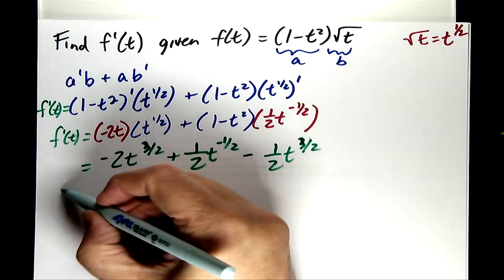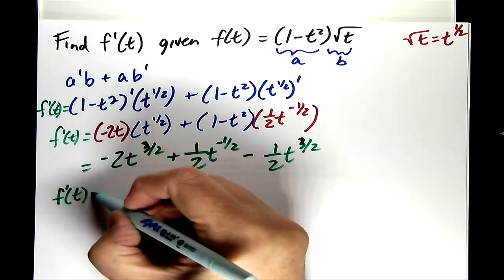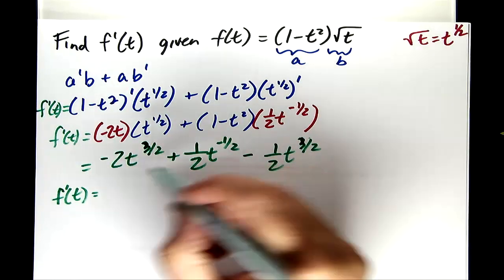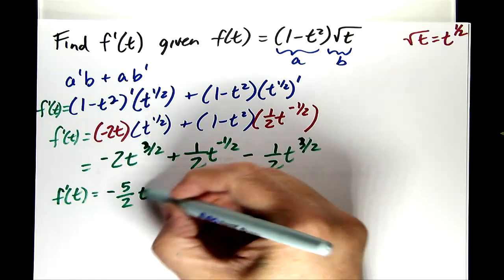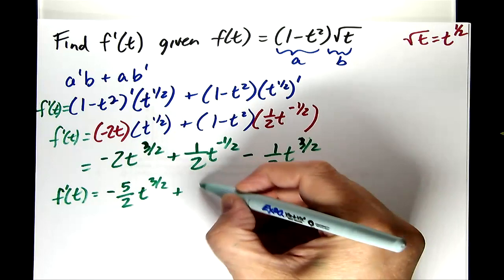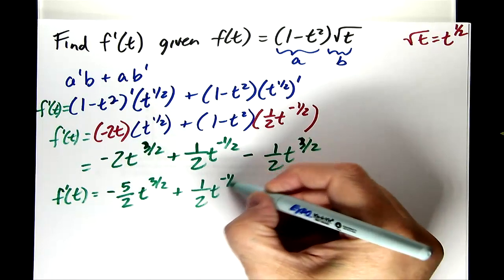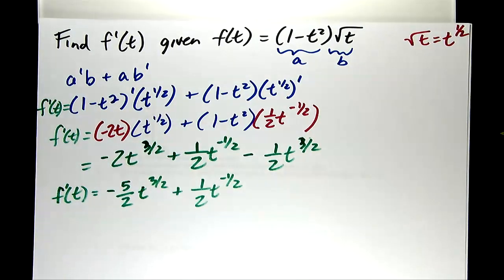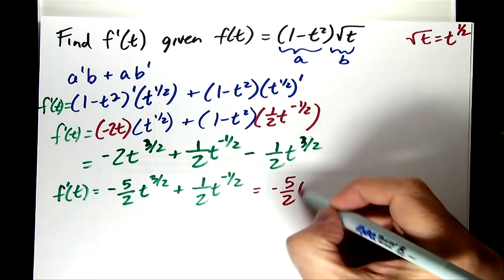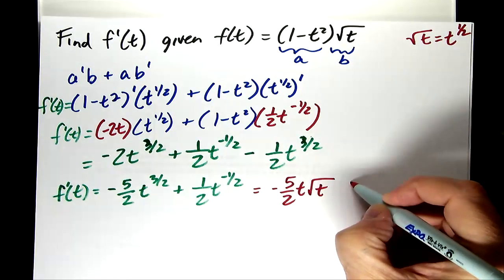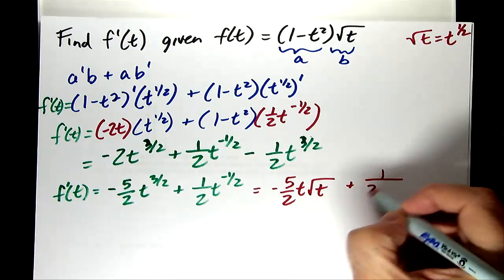And it looks like we can combine like terms. I've got negative 2 minus 1/2, which would be negative 5/2 t to the 3/2 plus 1/2 t to the negative 1/2. If you wanted to write this back in terms of roots, we have negative 5/2 t square root of t plus 1/2 root t.